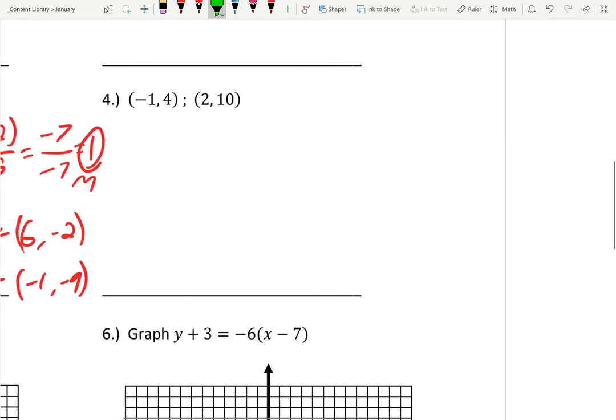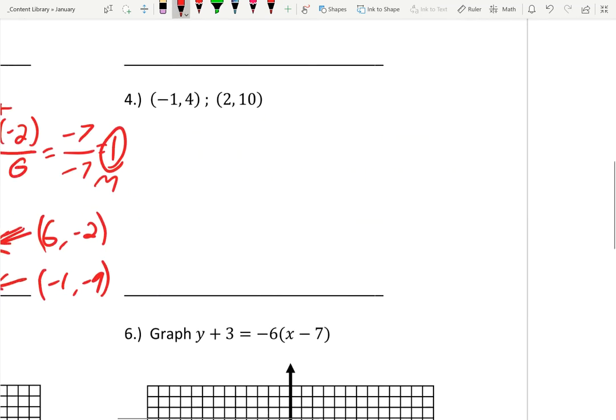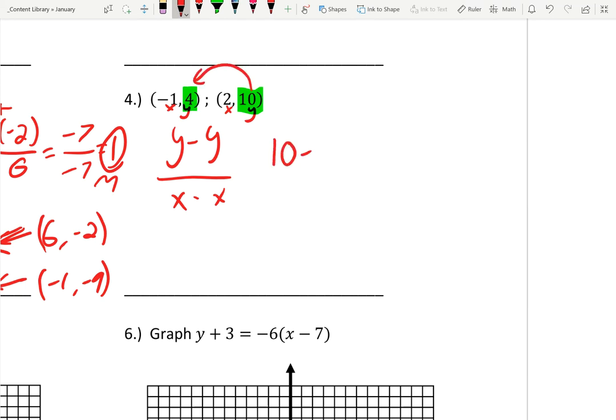All right, number 4. Number 4 is the same thing. So I'll do less teachy and just worky, okay? So same formula, y is on top. Remember, y is going on top. Y minus y over x minus x. So if it helps to label them, let's label them. So our y values, we have 10 and we have 4, so we're going to subtract them. And again, my suggestion is always take the second one and minus the first, okay? 10 minus 4.